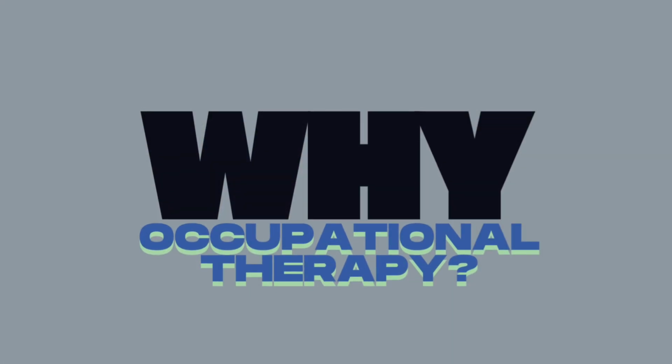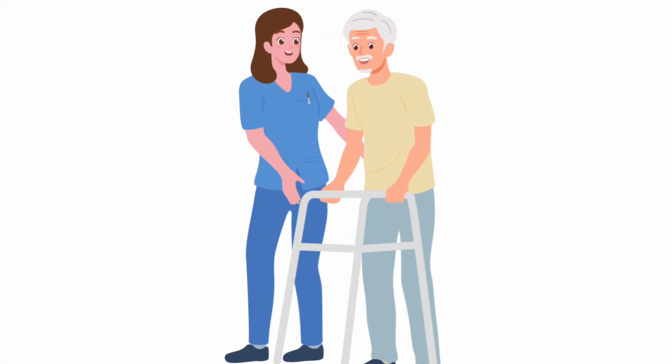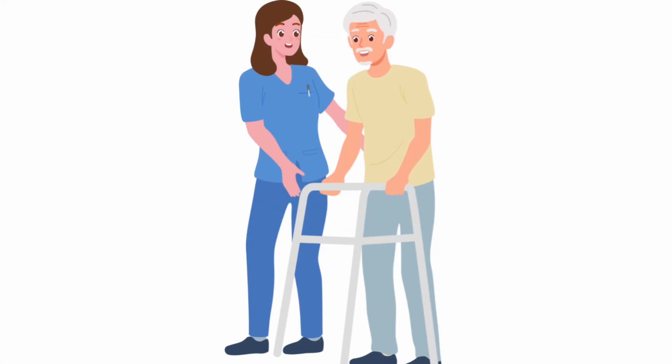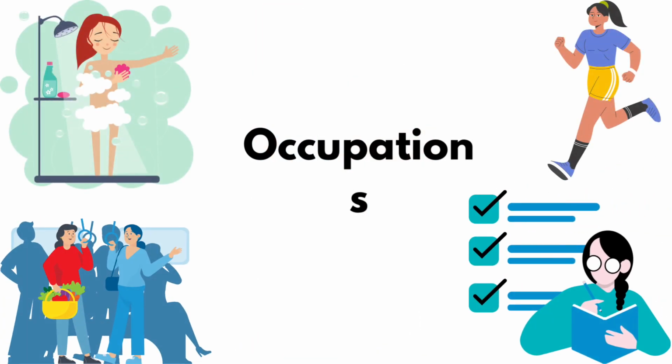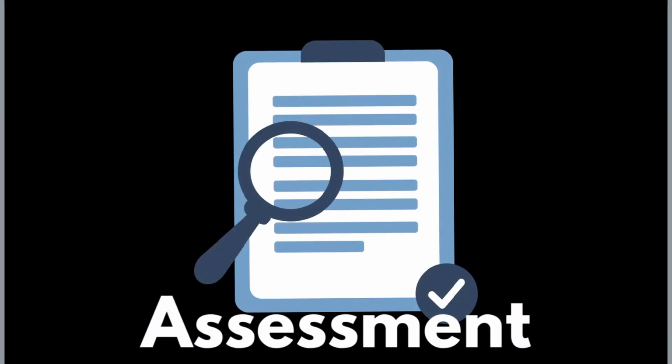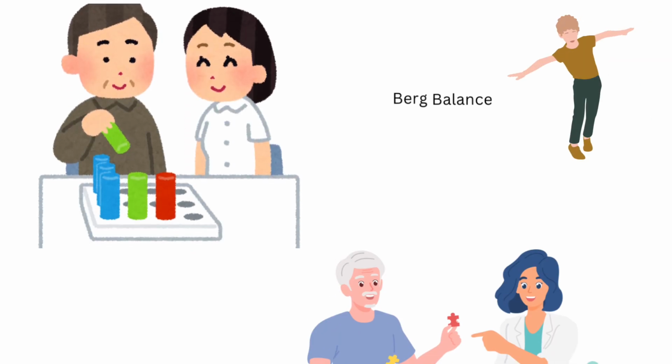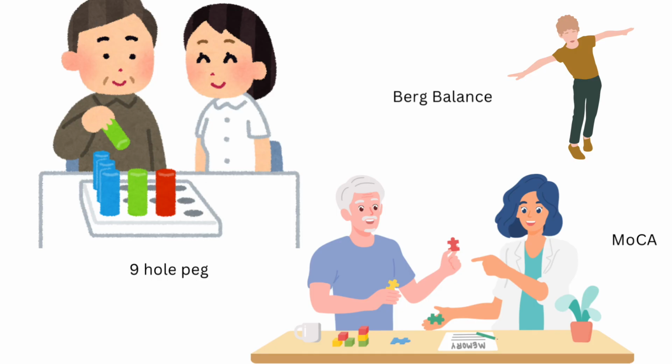So how does occupational therapy fit into this picture? Occupational therapists are trained to assess how medical conditions affect a person's ability to perform everyday tasks, what we call occupations. These include self-care, work, leisure, and social participation. To understand the impact of encephalopathy, OTs use a variety of assessments. For cognition, we might use tools like the Montreal Cognitive Assessment, also known as MoCA, to evaluate memory, attention, and executive function. For motor skills, we might use the 9-hole peg test to assess fine motor coordination, or the Berg Balance Scale to look at stability and fall risk.